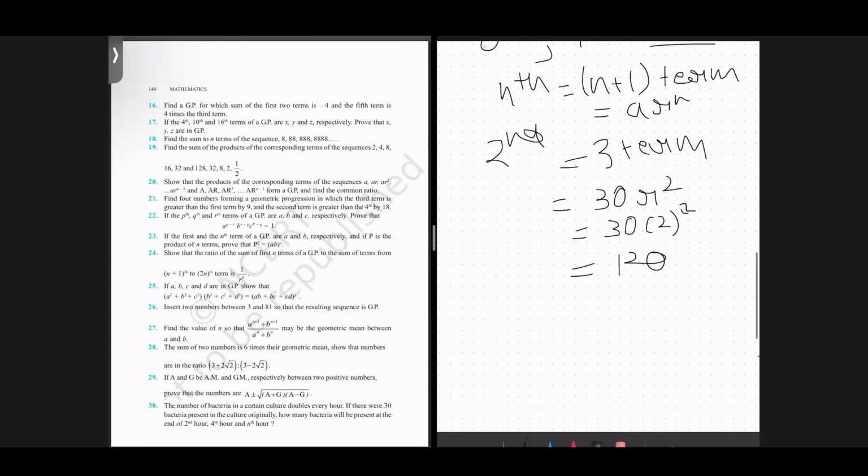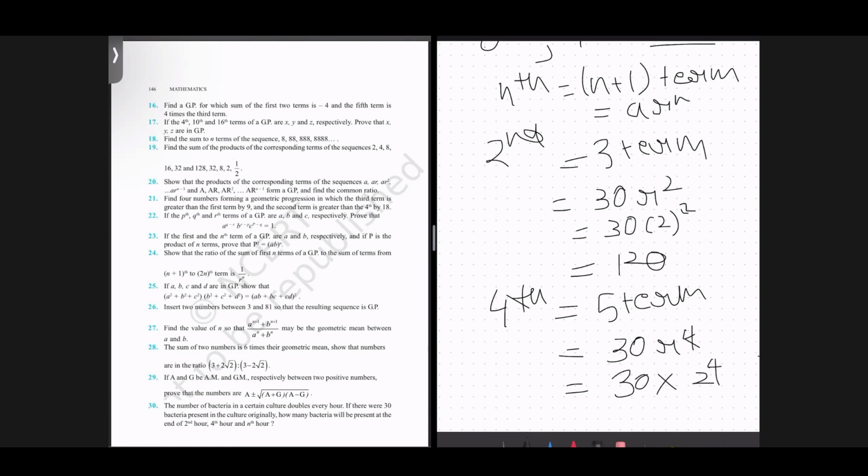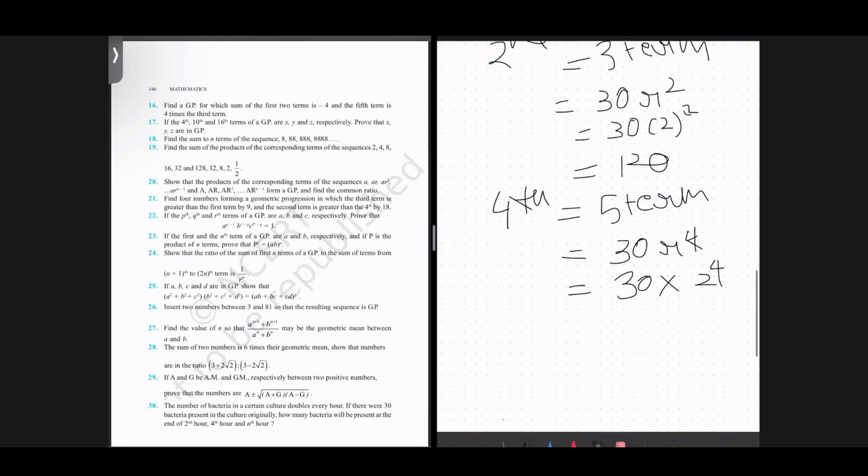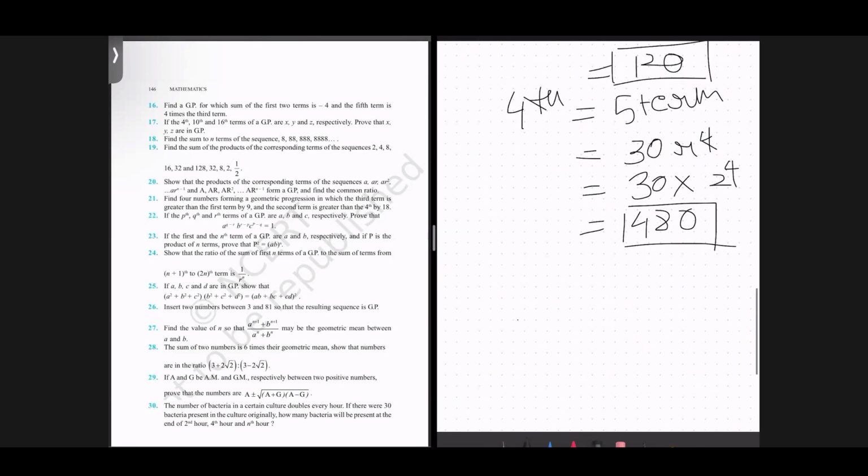At the end of fourth hour, you are going to have the fifth term, and that is going to be 30 into r raised to the power 4. We have 30 into 2 raised to the power 4. 2 raised to the power 4 is going to be nothing but 16, and 16 into 30 is going to be 480 bacteria in the culture after the end of 4th hour, right?